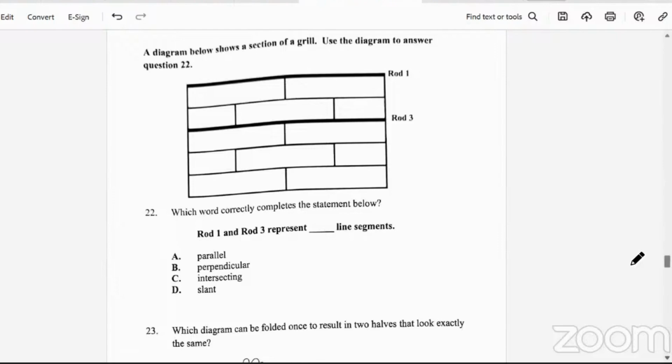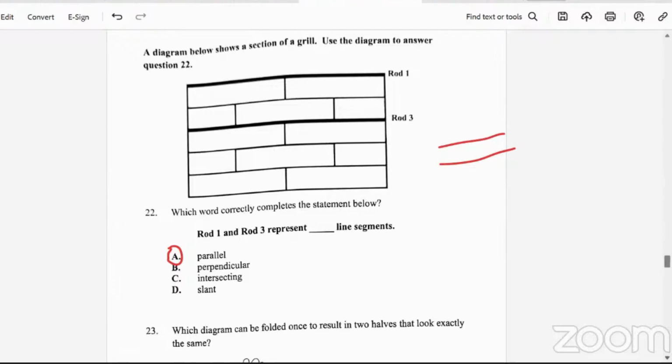The answer is parallel. Parallel lines are pretty much like an equal sign. They go forever in the same direction, but they never meet. They're never going to meet. So these are parallel lines. They're not going to cross or intersect in any way. They are going to continue in the same direction on and on and on, and never meet. Those are what parallel lines are.